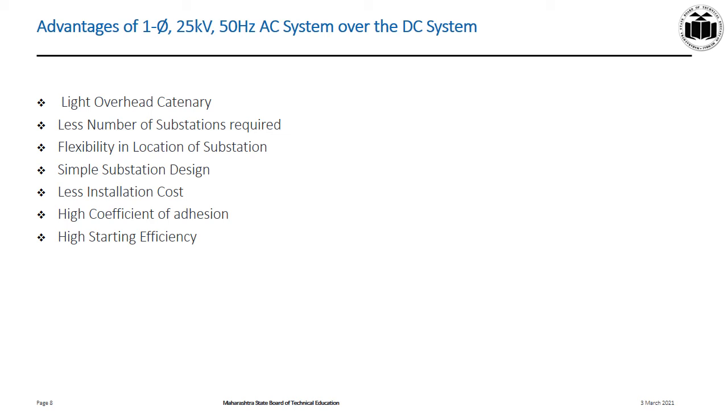The next is flexibility in location of substation. As larger the spacing in substation, there is flexibility in proper site selection of substation. These substations can be located near the national high voltage grid along the main railway routes. The substations are fed from these grids, so no need to erect special transmission line for the substation.